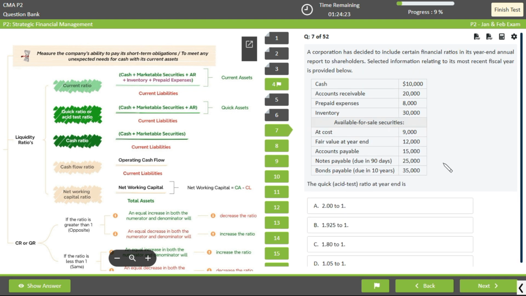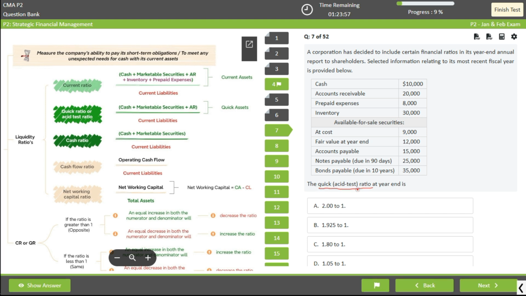Next, a corporation has decided to include certain financial ratios in its year-end annual report to shareholders. Selected information relating to its most recent fiscal year is provided below. So we have cash, accounts receivable, prepaid expenses, inventory, available for sale securities, and so on. And what do we need? We need the quick or acid test ratio. So what is the quick or acid test ratio? It is cash plus marketable securities plus accounts receivable by current liabilities.